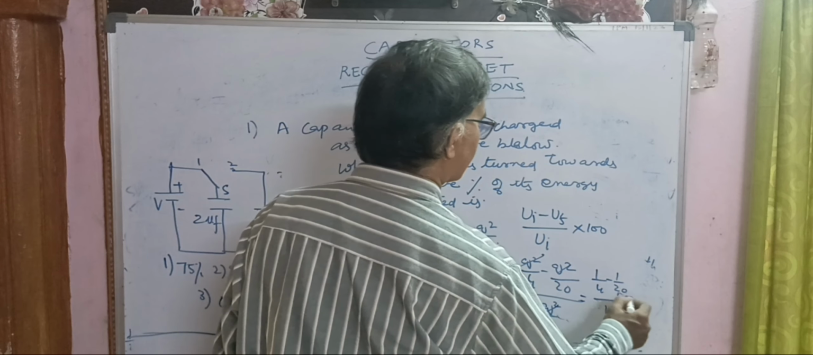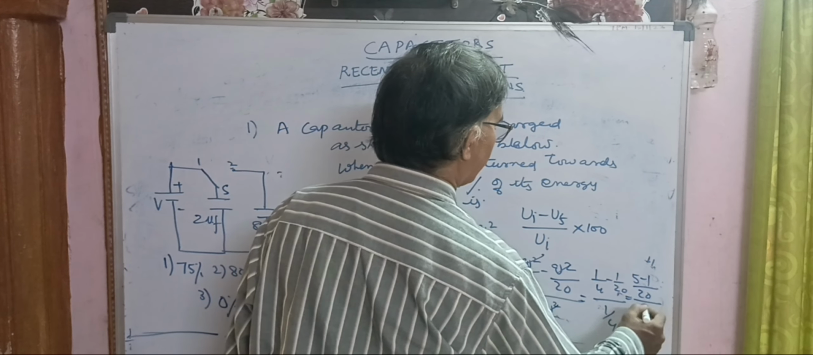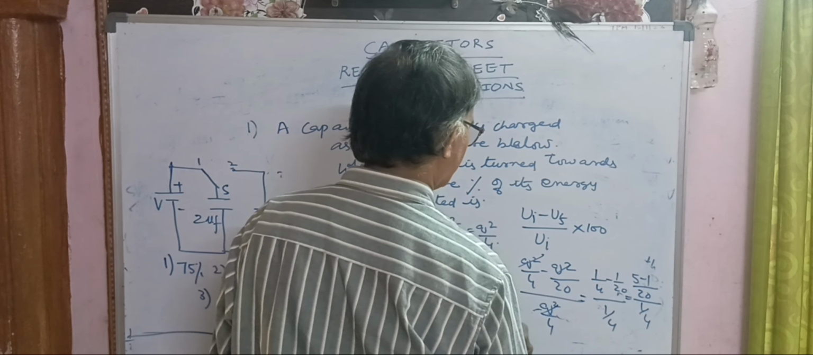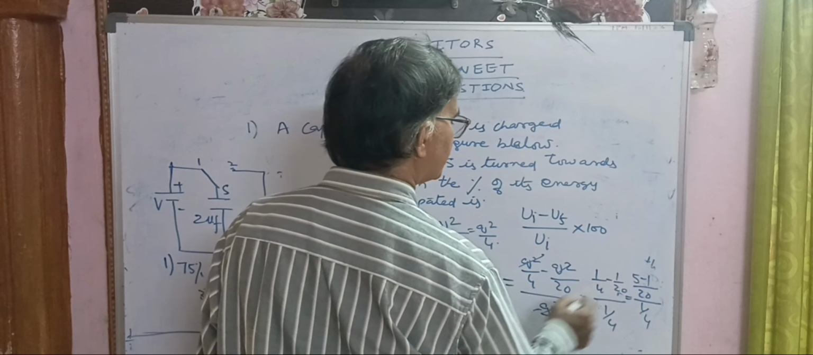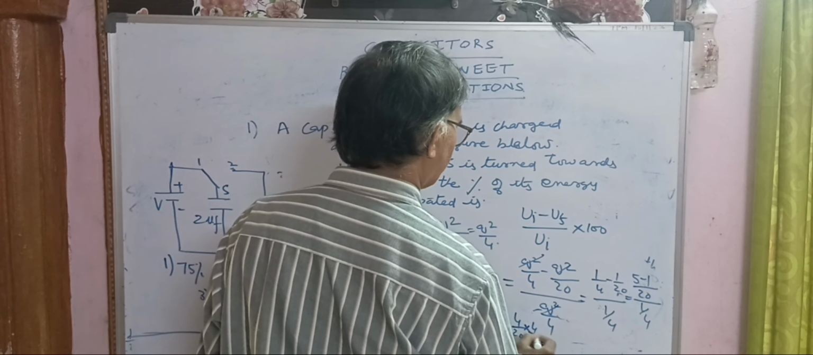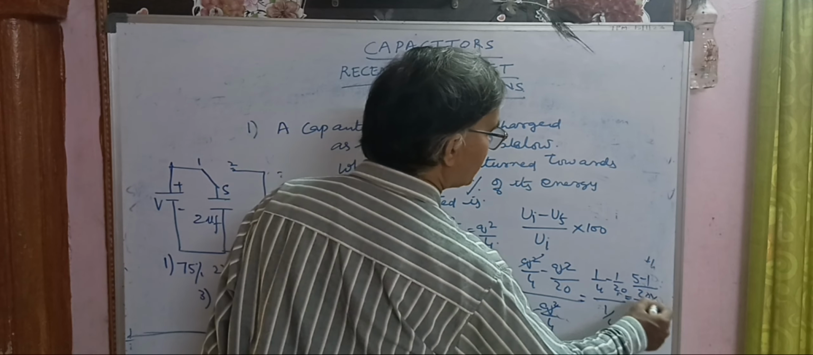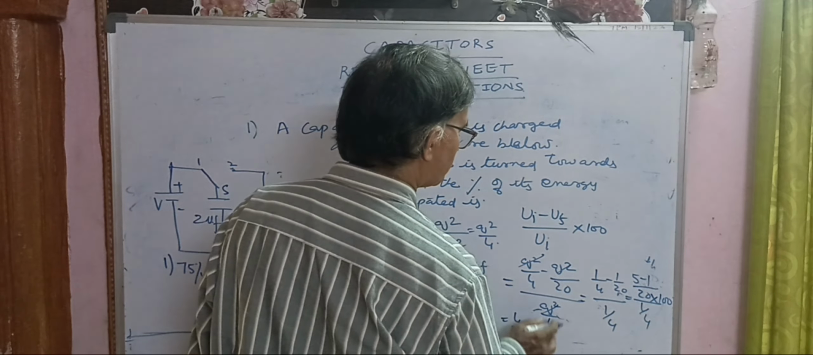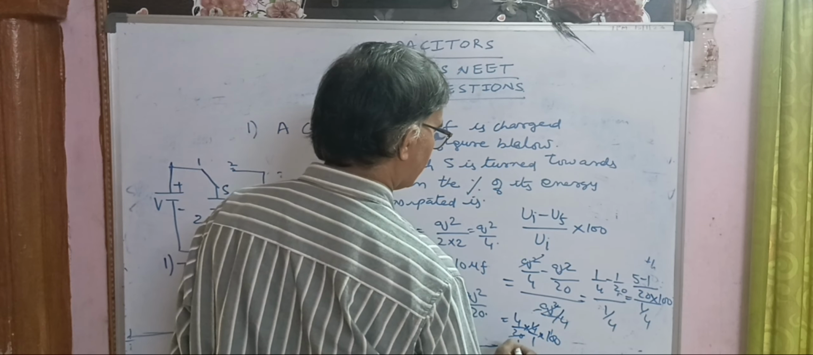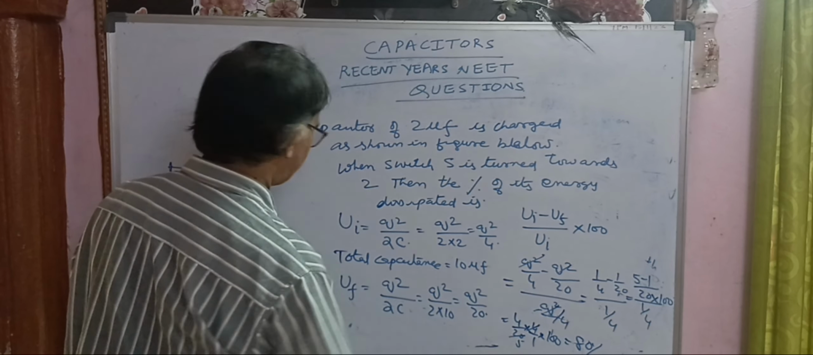So if you go for the calculation, 5 minus 1 by 20, and if you simplify, that is 4 by 20 into 4 by 1. Percentage means you should take into 100. So 16, 4 fives are 80. So it will be 80%. The answer is 80%.